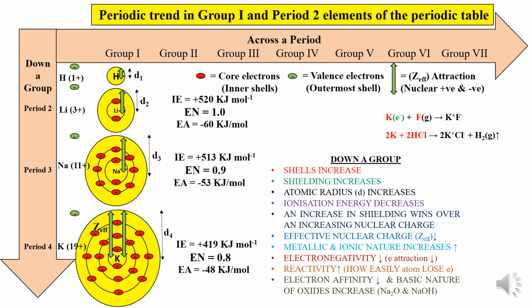So the electron affinity of lithium is high as compared to sodium and potassium. Potassium has the least electron affinity. That is to say, it has a low tendency to accept electrons. So these are the trends going down a group.